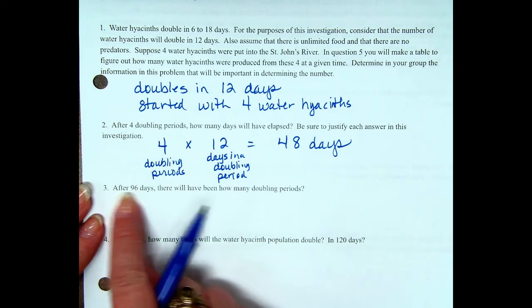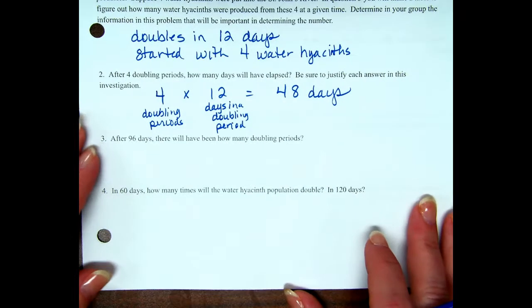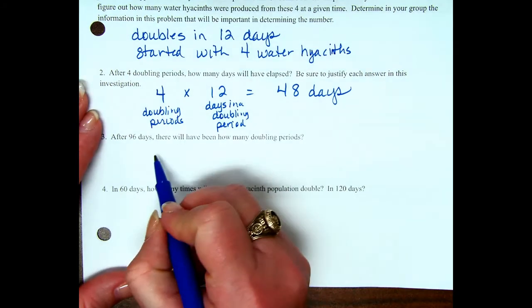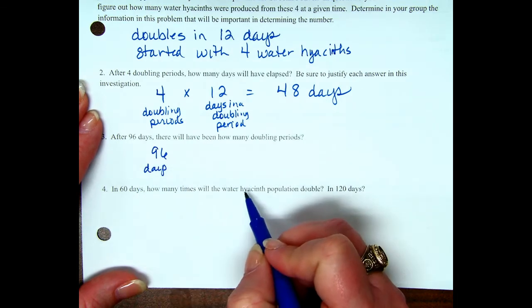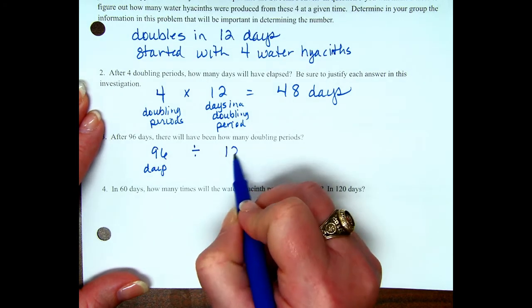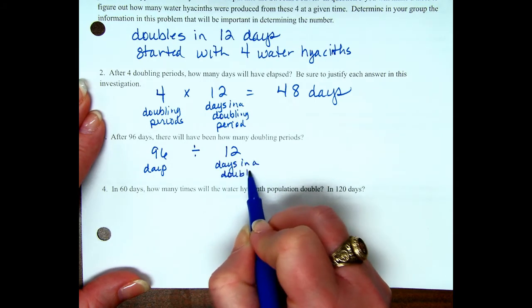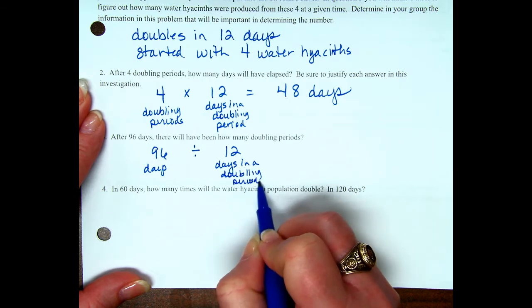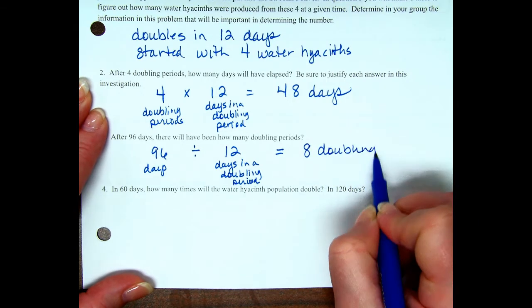Okay? After 96 days, there will have been how many doubling periods? How did you figure that out? Remember, we have to justify, so don't tell me the answer. I don't want to know the answer. I want to know how we got there. 96 days, okay, divided by 12, because there's 12 days in a doubling period. And that should equal what? 8 doubling periods. Does that make sense?